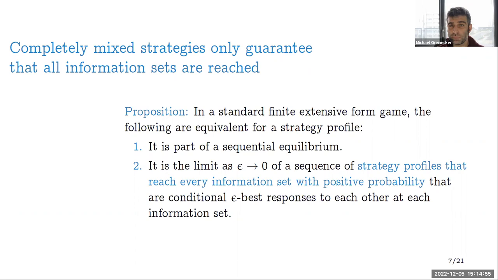So we weakened the condition of completely mixed strategy profiles, which would ensure that every node in every information set is reached with positive probability, to a condition that says that in each information set, one node is reached with positive probability. Now, this is still not a completely satisfactory solution.